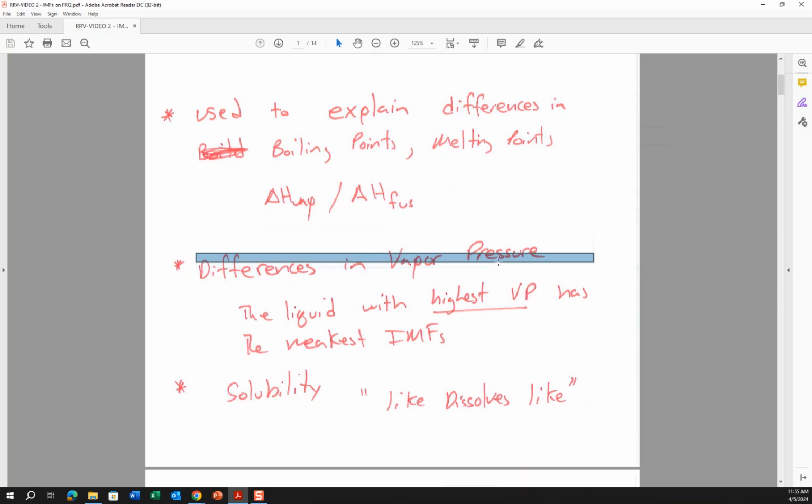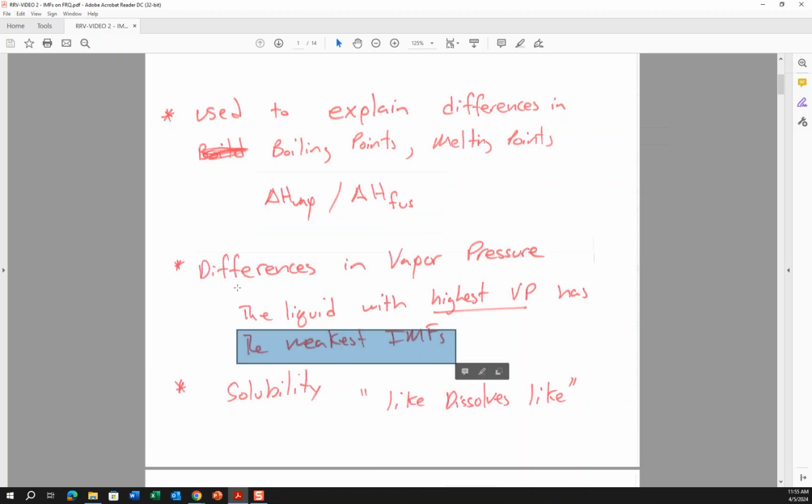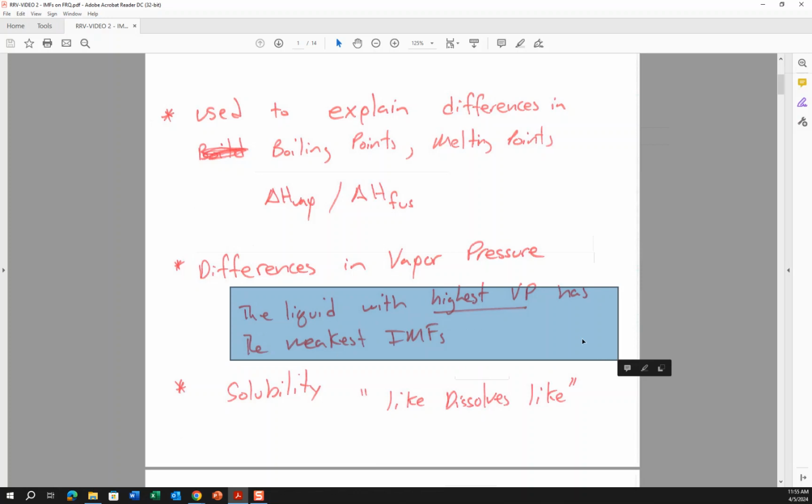So if you have two liquids at the same temperature, the one with the higher vapor pressure actually has the weaker IMF. What you want to remember about IMFs and vapor pressure is that the higher the vapor pressure, the weaker your IMFs, because more particles with a higher vapor pressure means more particles were able to escape to the gas phase. So more particles were able to overcome their IMFs, therefore weaker IMFs.